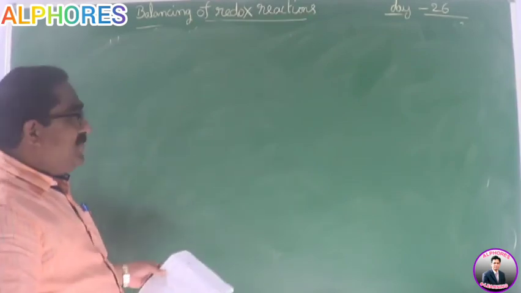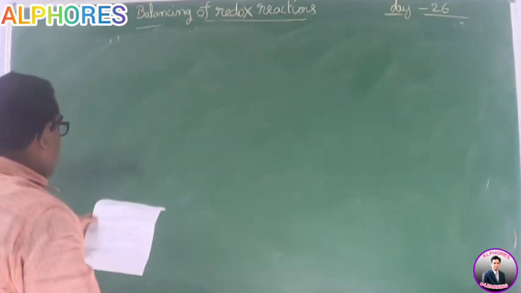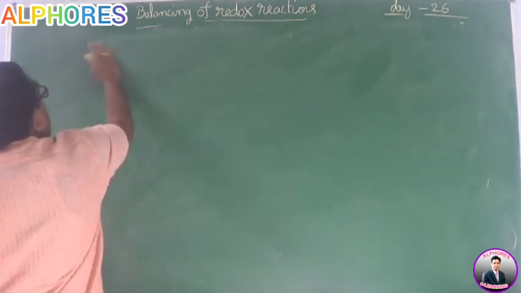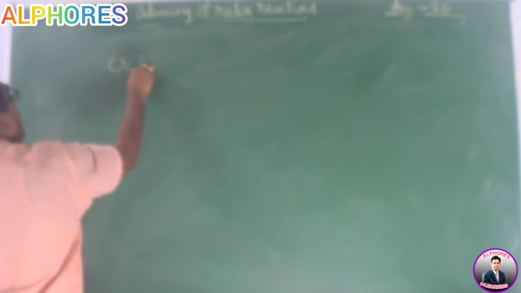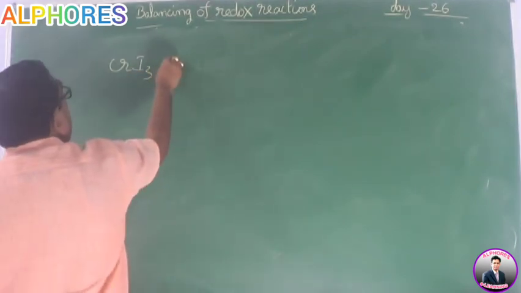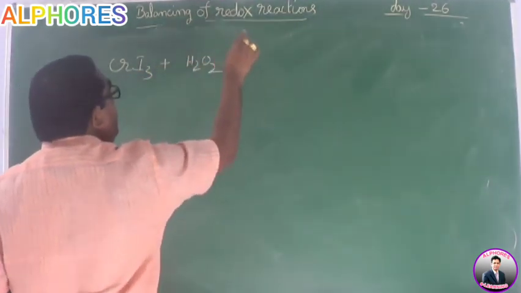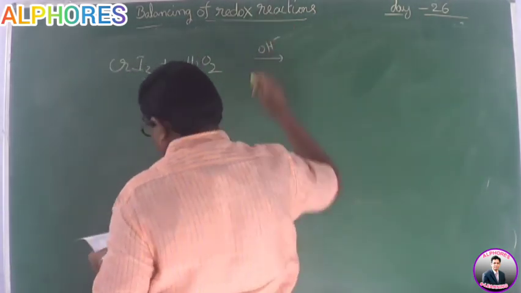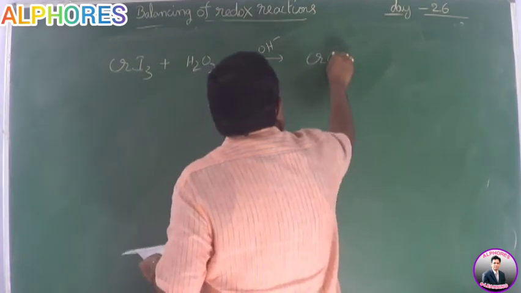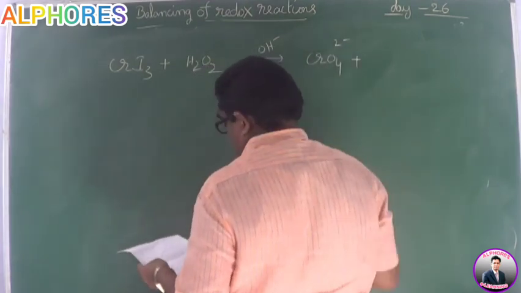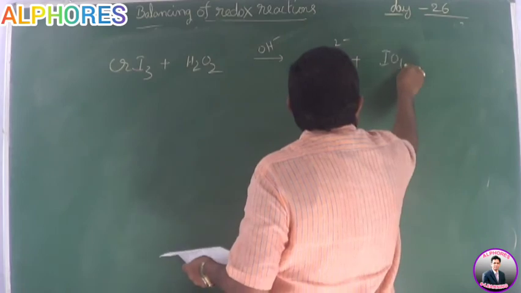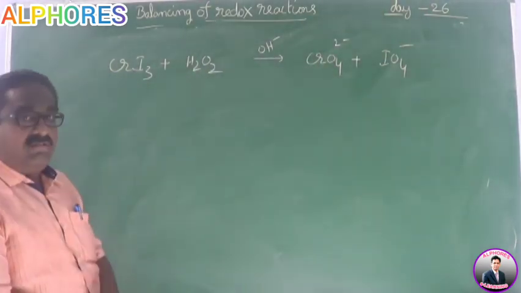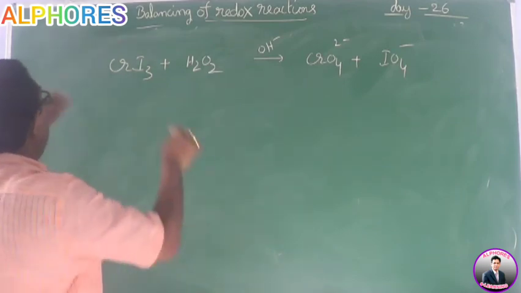Okay students, let me write down the next one, but this time I am going to basic medium. Chromium triiodide CrI3 plus hydrogen peroxide H2O2, in basic medium, giving CrO4 2 minus and IO4 minus. Let me balance this, but in basic medium.